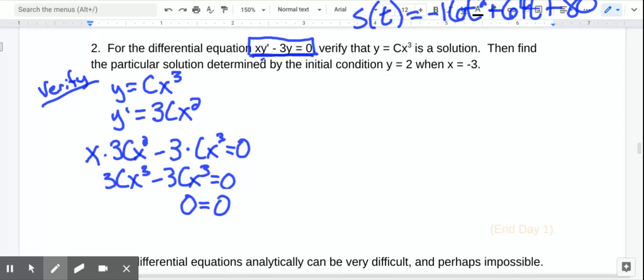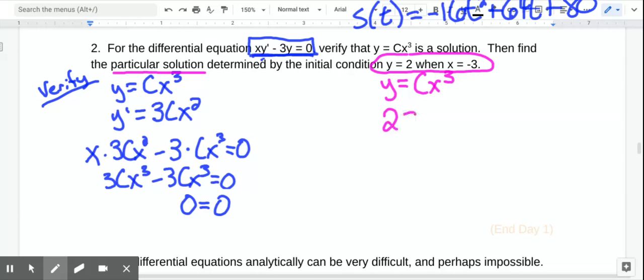All right, then the second part. Let me switch colors so you can see the second part better. Find the particular solution determined by the initial conditions, y equals 2 and x is negative 3. So remember, this is our general solution. To find a particular solution, we want to find out what c is.